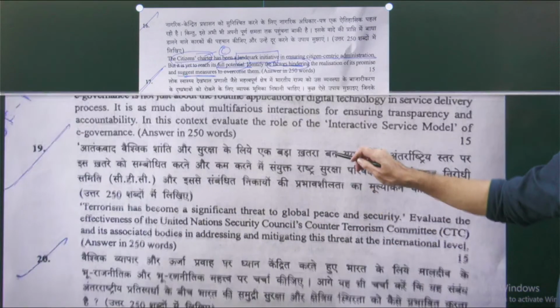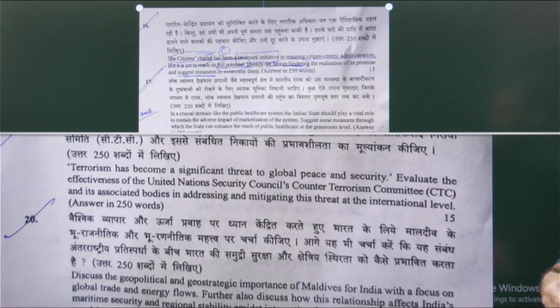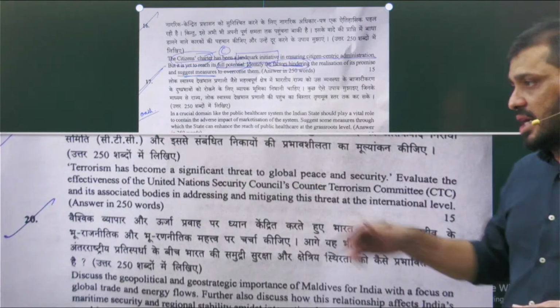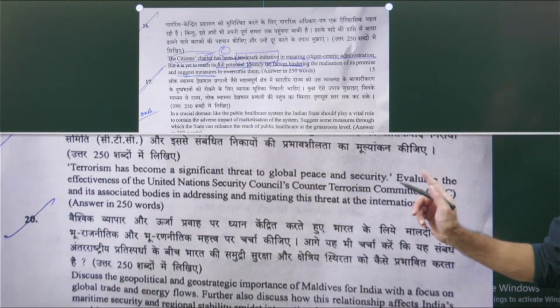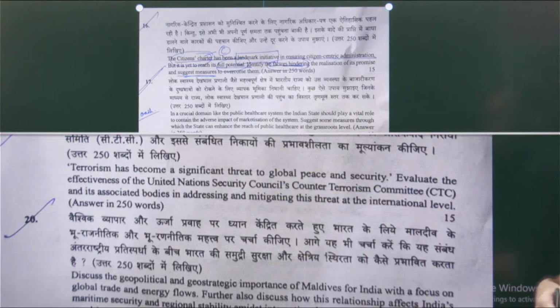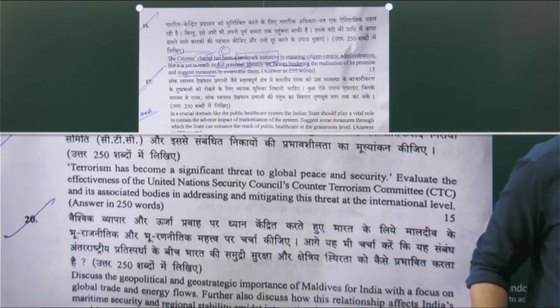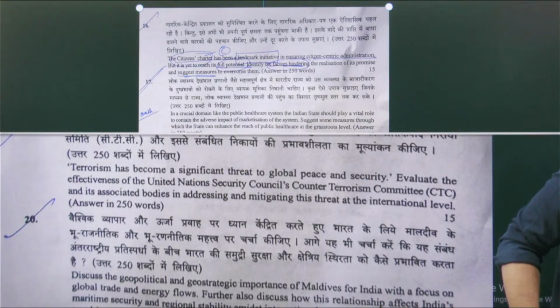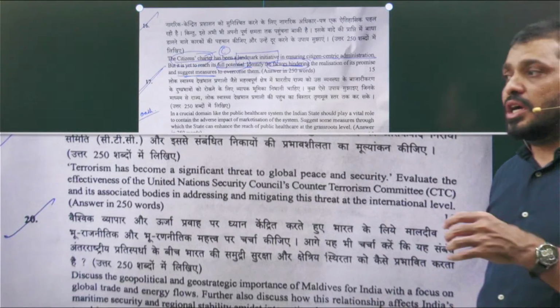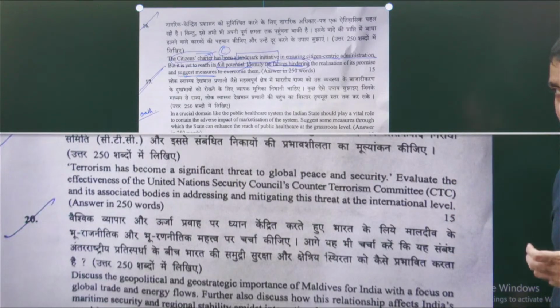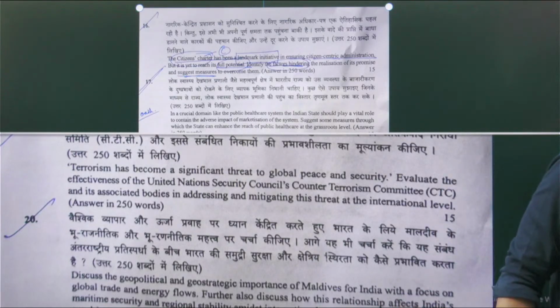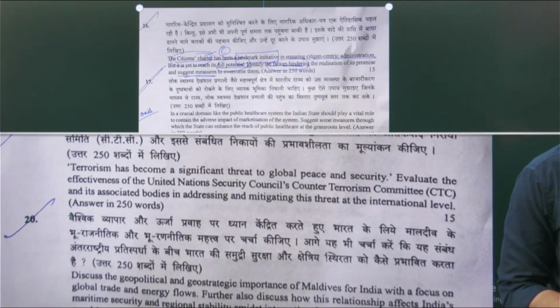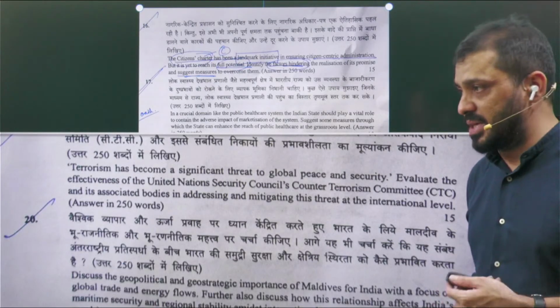Next, question number 19. Terrorism has become a significant threat to global peace and security. This is regarding terrorism. Evaluate the effectiveness of the UN Security Council Counter-Terrorism Committee. This question is purely from the IR static concept. This is about how the UNO is controlling terrorism. UNO is doing it through its committee. So here we have to write about that committee and the role of that committee.